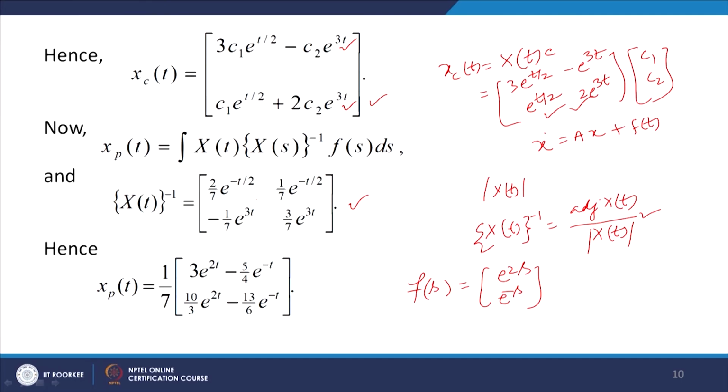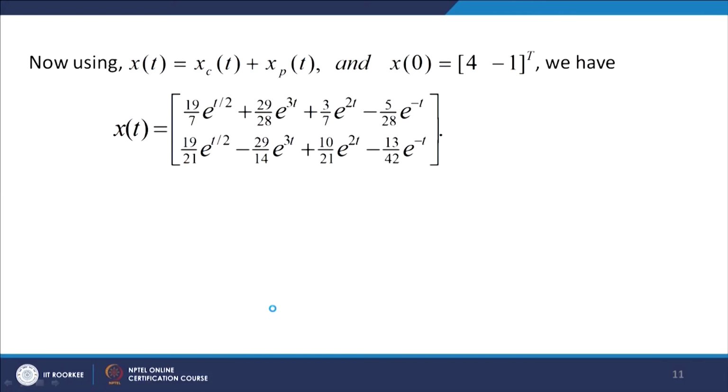Remember, this t and s are independent variables. So, X(t) you can even write outside the integral. Okay? We just need to find the product of X(s) inverse and f(s) and then integrate with respect to s, and then multiply ultimately by the X(t) matrix, that is the fundamental matrix, this one. So, after these computations, what you get is X_p(t) equal to this matrix 1/7, 3 e^(2t) minus 5/4 e^(-t), 10/3 e^(2t) minus 13/6 e^(-t).